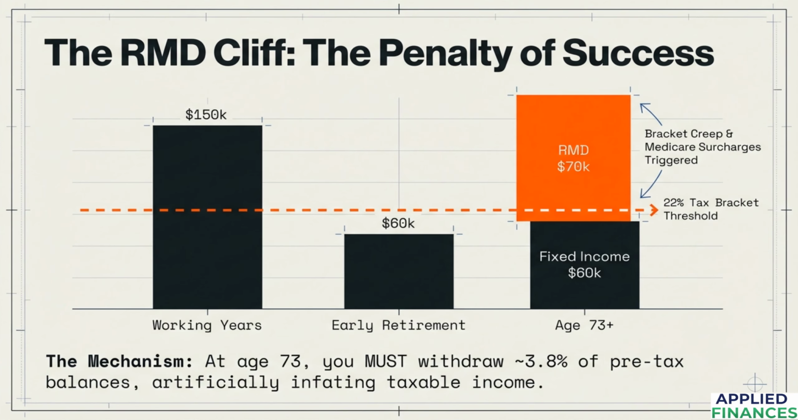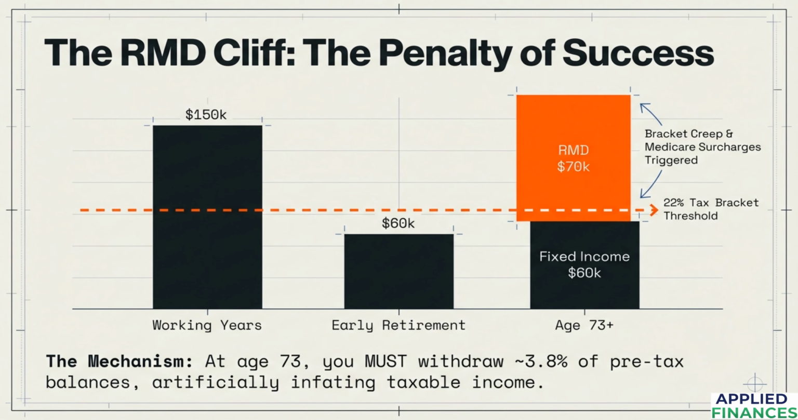Now we must address the RMD cliff, which is often referred to as the penalty of success. During your working years, you might have a steady income of $150,000. In early retirement, your income might drop to $60,000 as you live off fixed income or Social Security. However, at age 73, the government mandates that you must withdraw approximately 3.8% of your pre-tax balances every year. For a successful investor, this required minimum distribution can easily reach $70,000 or more on top of your existing fixed income. This move artificially inflates your taxable income and can trigger bracket creep and Medicare surcharges.